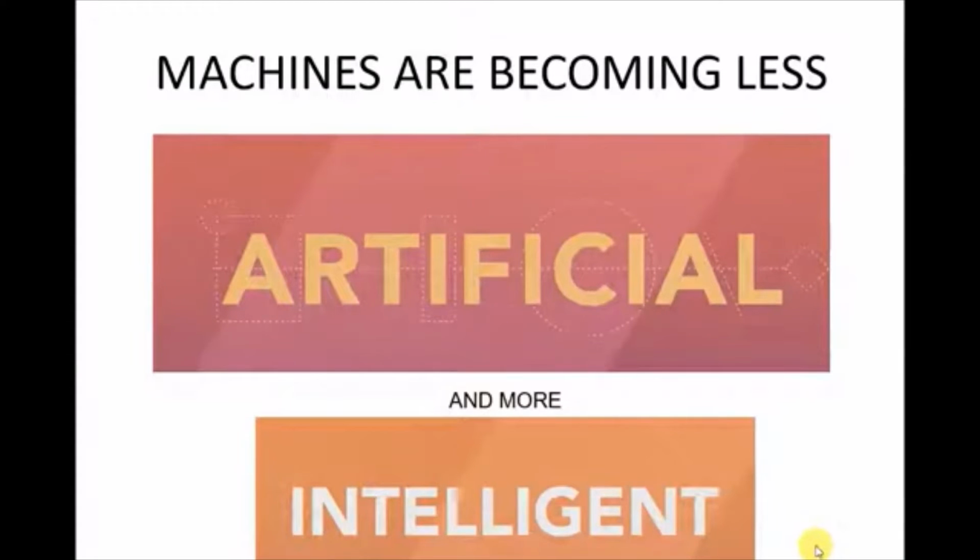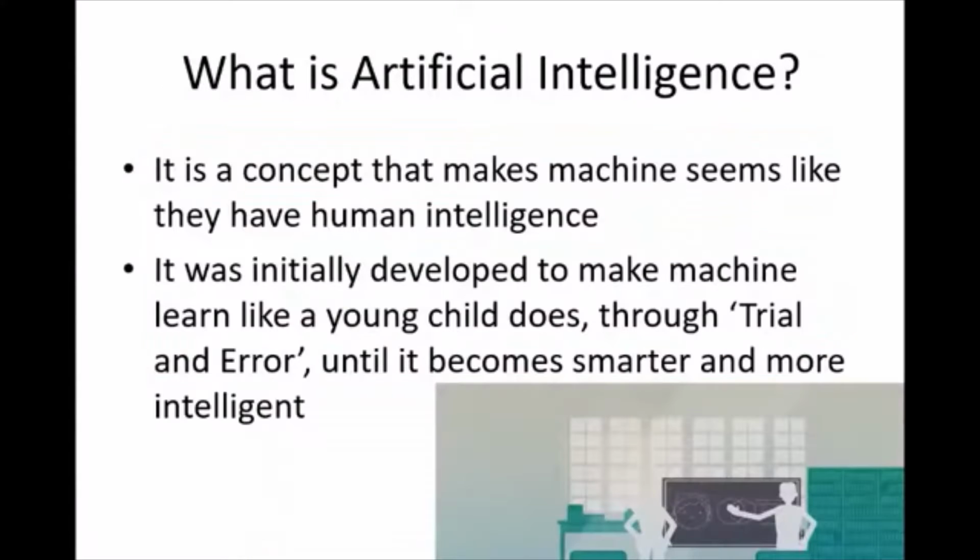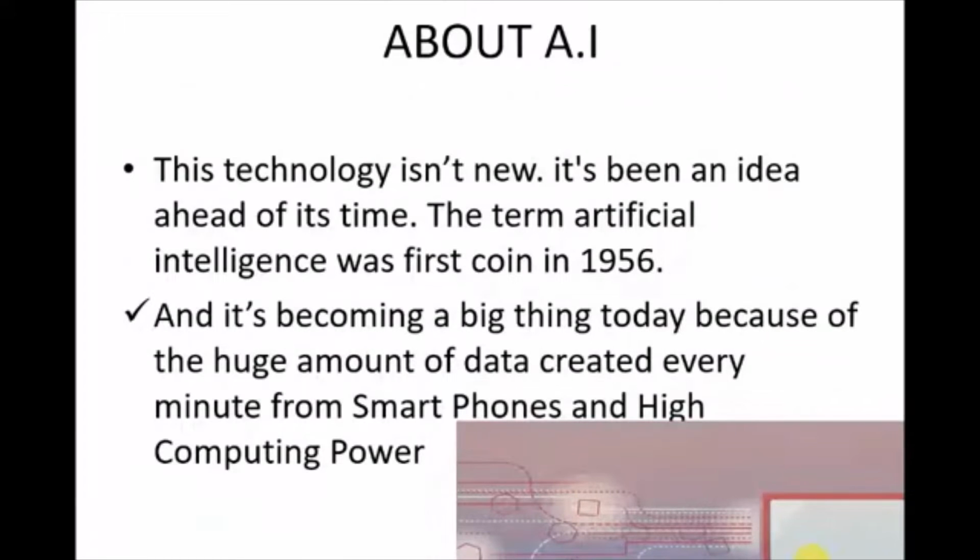We all know that machines are becoming less artificial and more intelligent. What is artificial intelligence? It is a concept that makes machines seem like they have human intelligence. It was initially developed to make machines learn like a young child does, through trial and error until it becomes smarter and more intelligent. This technology isn't new, it's been around for over 60 years.